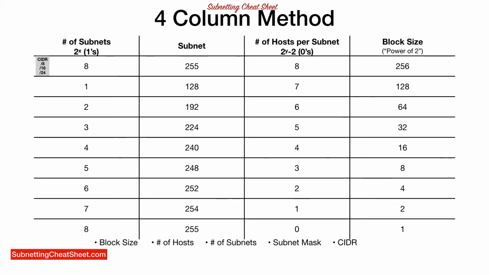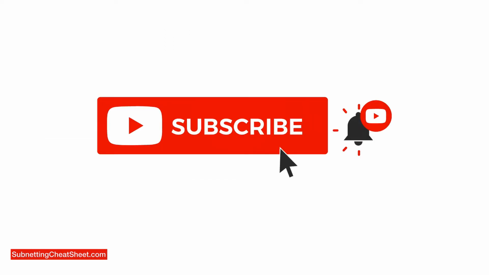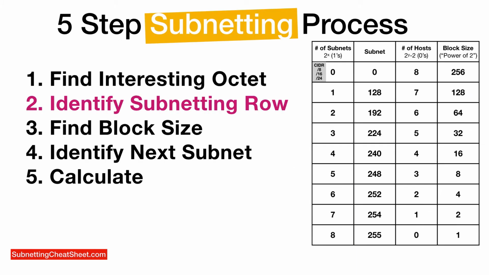For this video, you will need your 4-column method subnetting cheat sheet that you can use to solve any subnetting problem. And in this video, I'm going to show you how to use it. Okay, so there are 5 steps to the subnetting process. After you find your interesting octet, the next thing you need to do is identify your subnetting row on your subnetting cheat sheet.